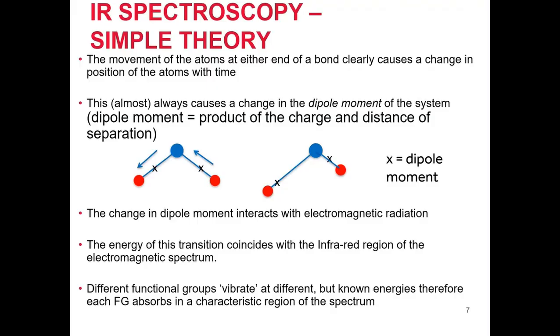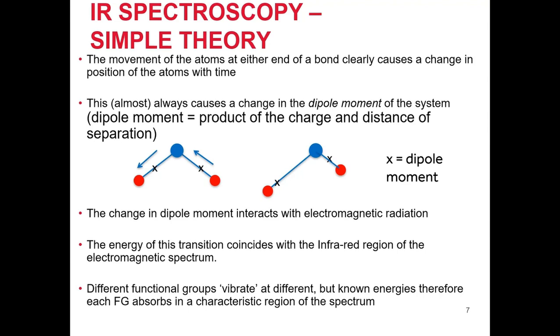You've just seen a molecule vibrating when it's been hit by infrared light of different frequencies or different energies. But what's actually happening within that molecule, and why is it vibrating? Well, when you have atoms at either end of a bond and they're hit with infrared light, they may vibrate and they may move. Now this, of course, changes the positions of the atoms relative to each other.